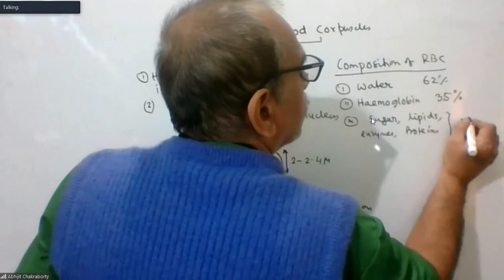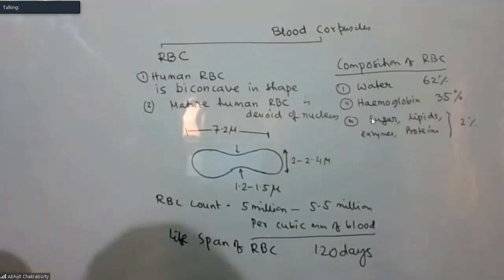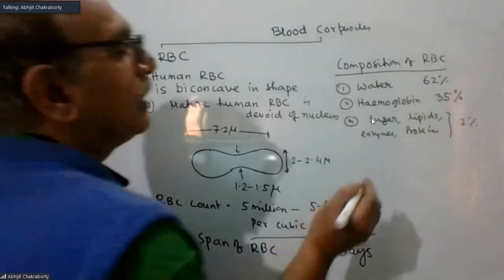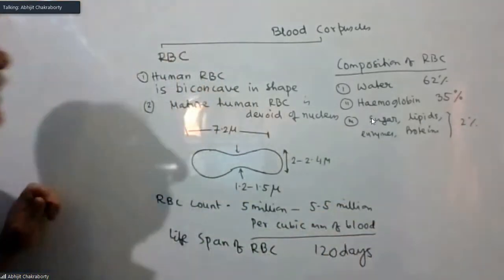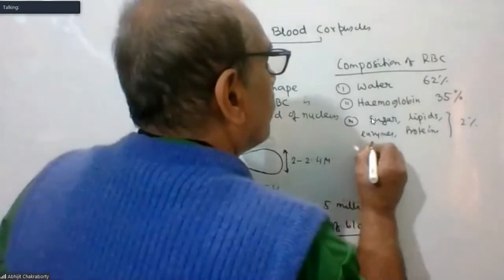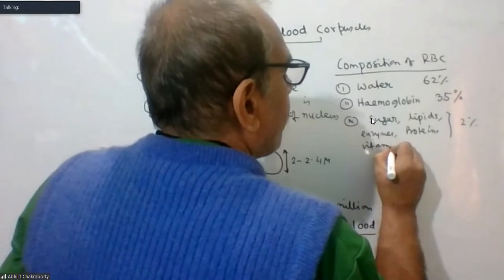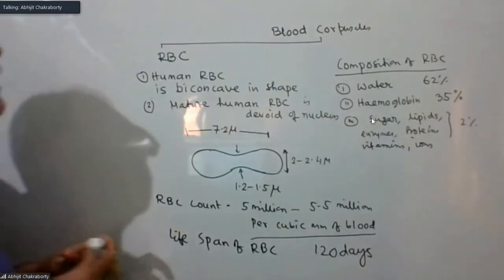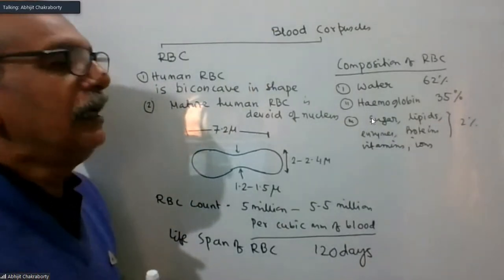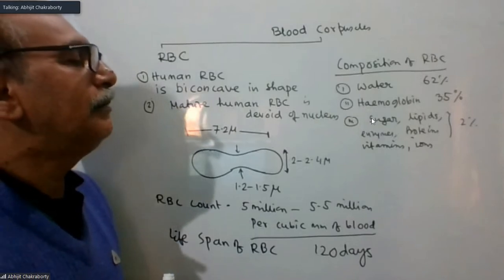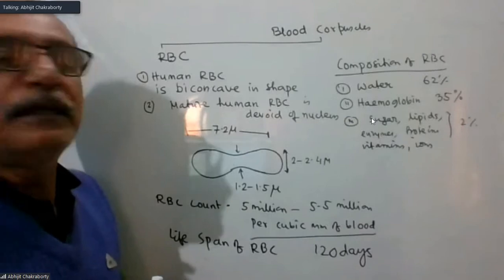They all together 2%. You will get some vitamins also: sugar, lipids, enzymes, proteins, vitamins, ions. So this is the composition of RBC. Mainly water, 62%. Hemoglobin is another most important component, 35%, and sugar, lipids, enzymes, protein, etc. will be 2%. Is it clear to you?